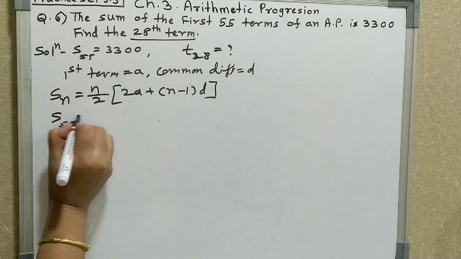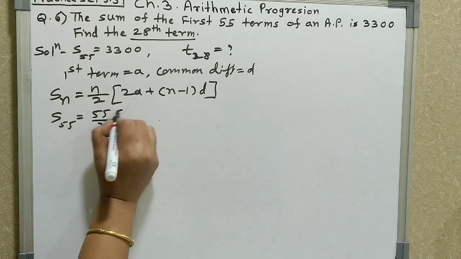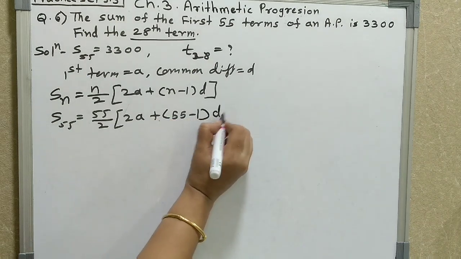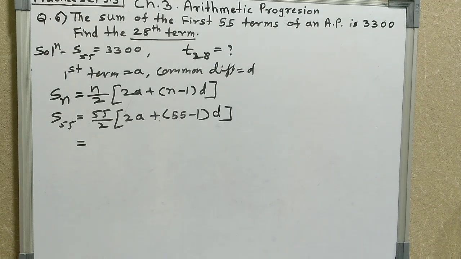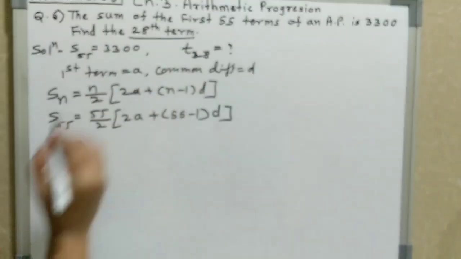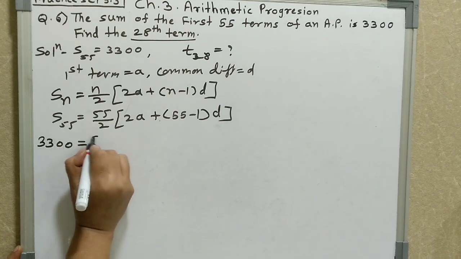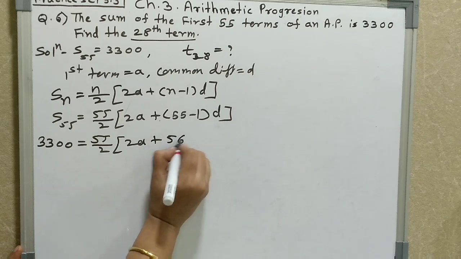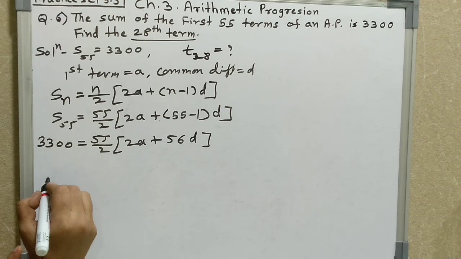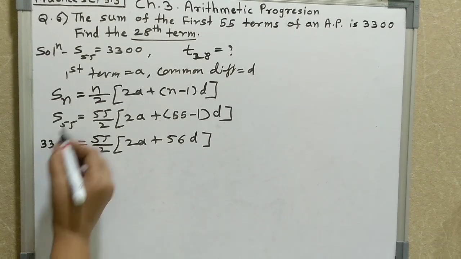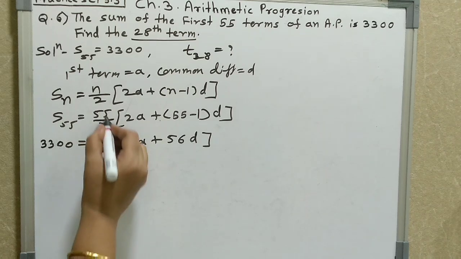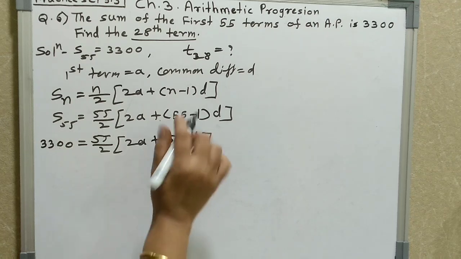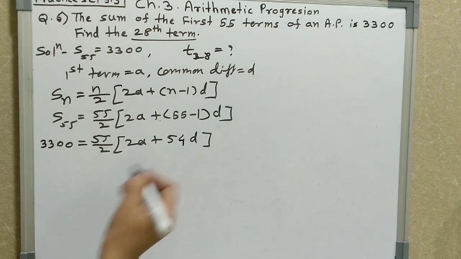So for S55, n means 55 upon 2, here 2a plus 55 minus 1 into d. Simplify this. What is the value of S55? That is 3300. So 55 upon 2, 2a plus 55 minus 1. Here 55 minus 1 is not 56, here we write 54d. Now simplify this.